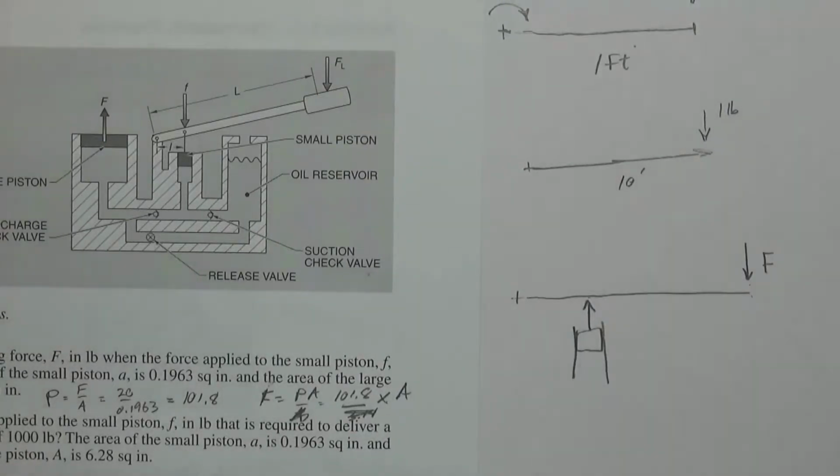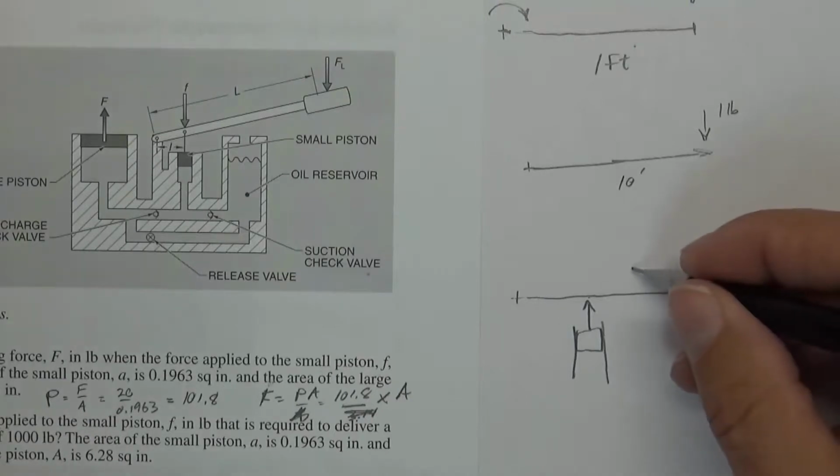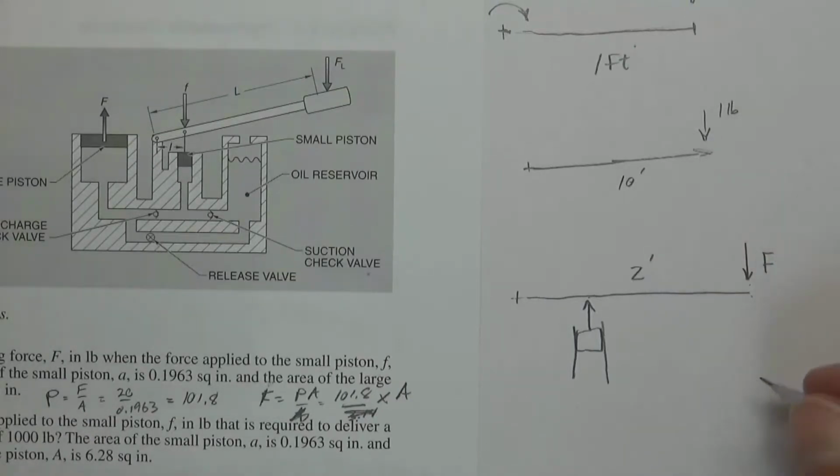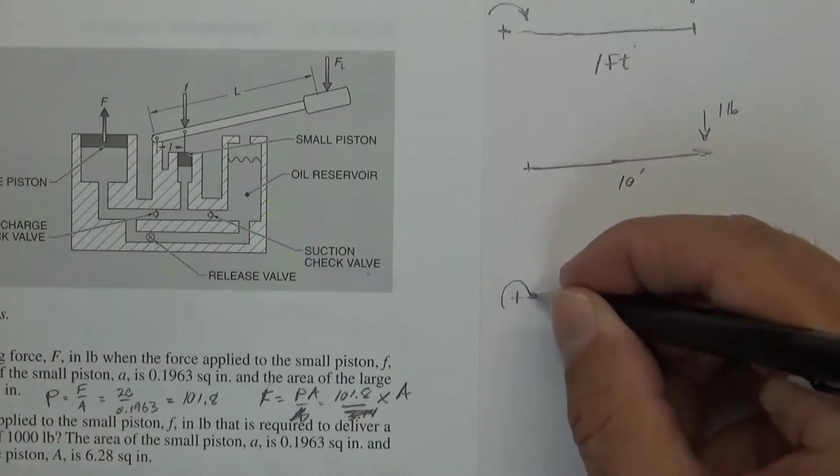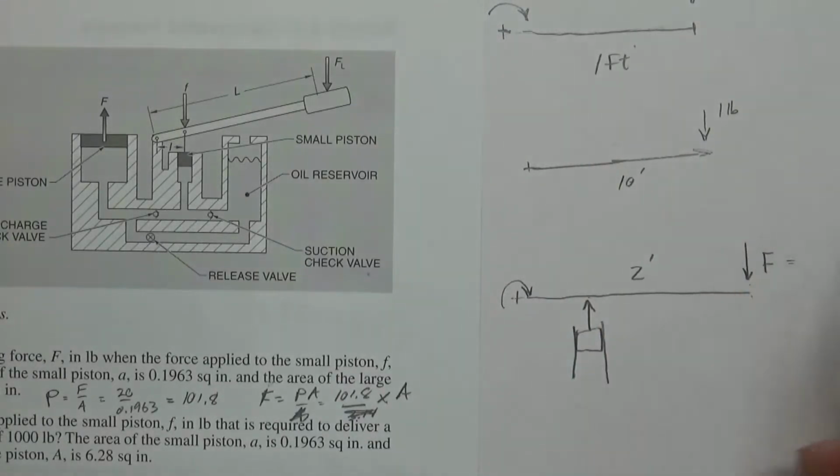Now, if this beam were 2 feet long, this is out here at 2 feet, and I put a 1 pound force on there, now I have 2 foot-pounds. And we could write the symbol for torque if we want to, equals, and it's just a Greek letter tau, F times L.